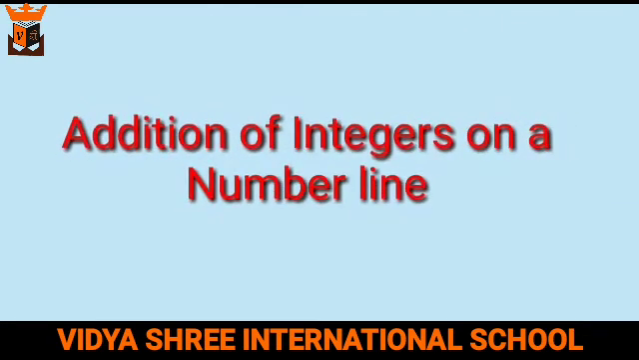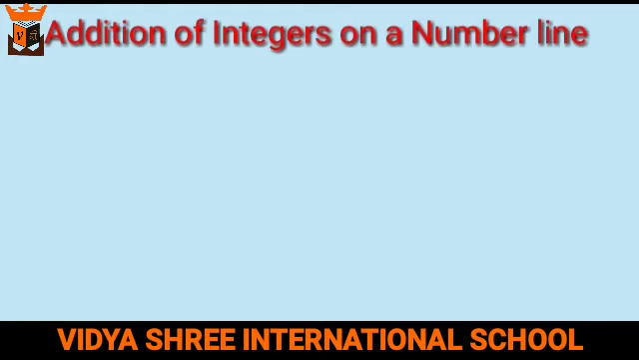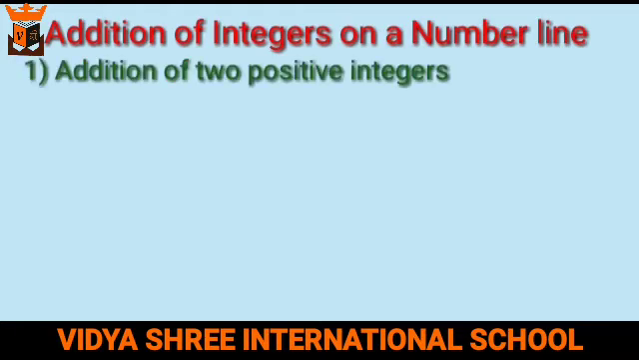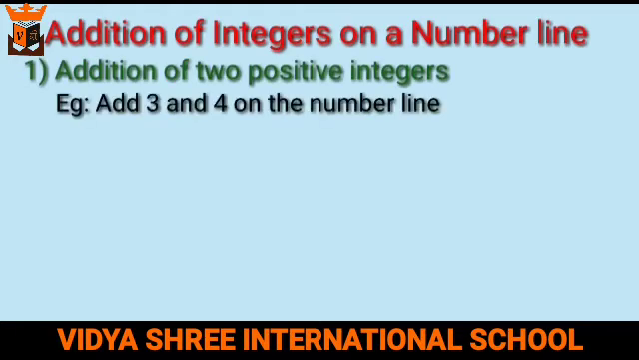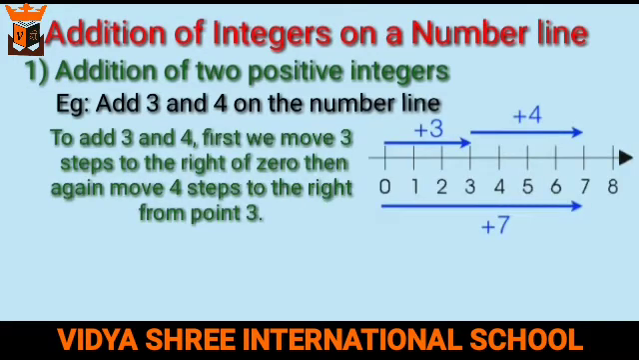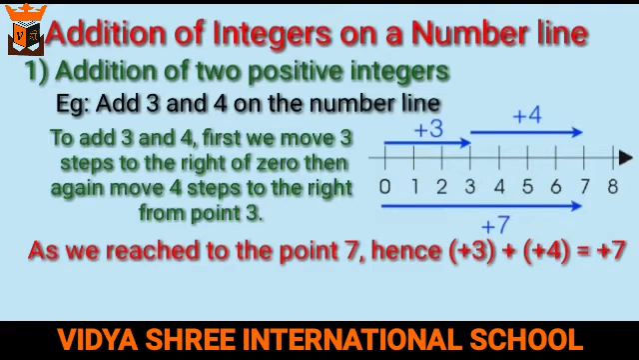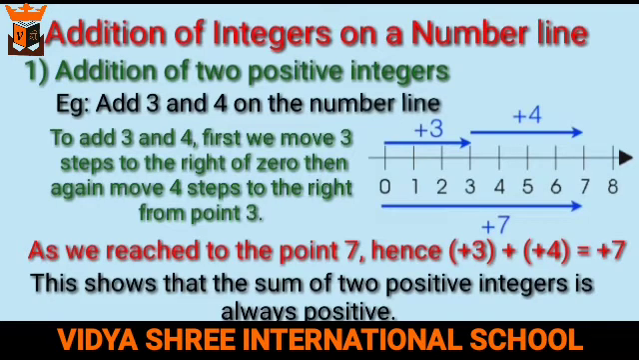Addition of integers on a number line. First of all, add the 2 positive integers. For example, add 3 and 4 on the number line. To add 3 and 4, first of all we will move 3 steps to the right of 0, then again move 4 steps to the right from the point 3. As we reach the point 7, hence 3 plus 4 is equal to 7. This shows that the sum of 2 positive integers is always positive.